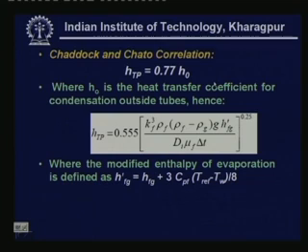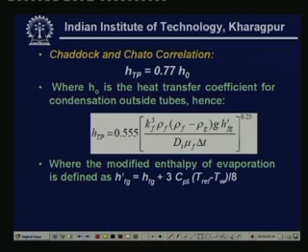This is suggested by Chaddock and Chato. This is known as the Chaddock and Chato correlation. Here the correlation is like this: h subscript TP is nothing but the condensation heat transfer coefficient inside the tube. This is equated to h naught, where h naught is the heat transfer coefficient for condensation outside the tubes. That means you can use Nusselt's correlation or Kirkbride's correlation and estimate h naught, which is nothing but the condensation heat transfer coefficient outside the tubes. Then the condensation heat transfer coefficient inside the tube is equal to 0.77 multiplied by h naught.